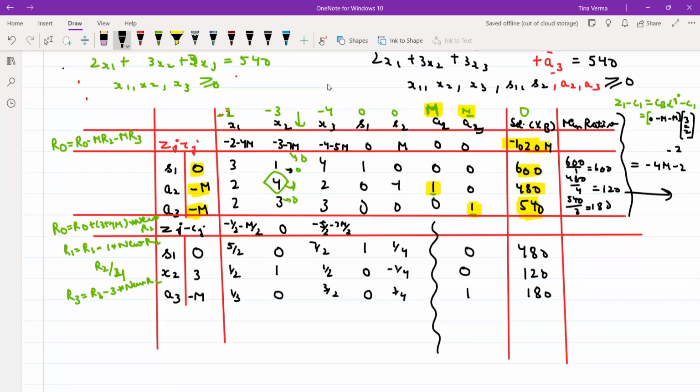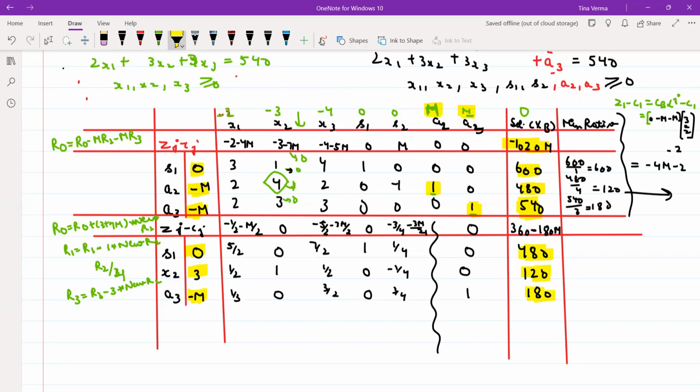This is 0 minus 3 by 4 minus 3m by 2, 4, sorry. And this is your entry 0. This is 360 minus 180m. Even you can verify: 0 multiplied by 480, 0. 3 multiplied by 120, that is your 360, minus m into 180, that is your 360 minus 180m. Is it clear?